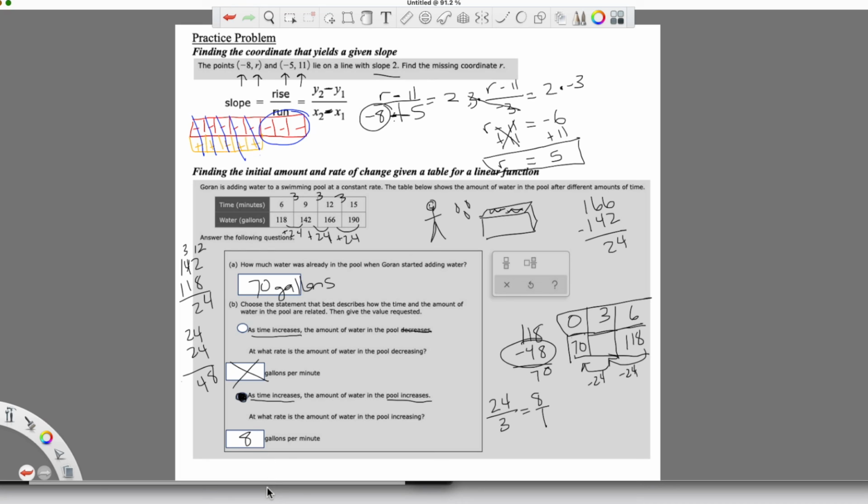Alrighty, so that was slope without one of our coordinates, and also analyzing a linear function when we're given a table. All right, go ahead and go on, Alex, and give that a try.